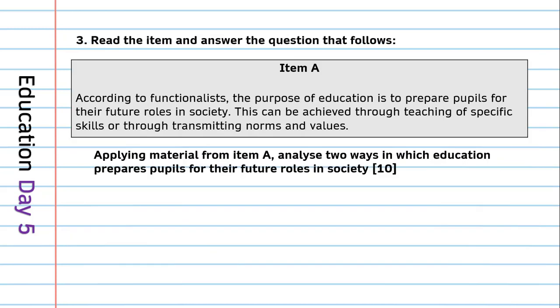Okay, so let's look at the 10 marker. The 10 marker, as we usually do, is we try to pick out the hooks in the 10 marker from the item, and then we will develop those into reasons that answer the question. So it says here, item A: according to Functionists, the purpose of education is to prepare pupils for their future roles in society. This can be achieved through the teaching of specific skills or through transmitting norms and values.